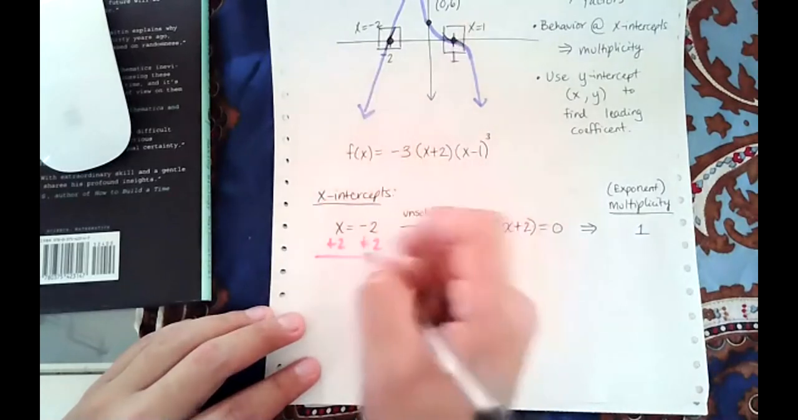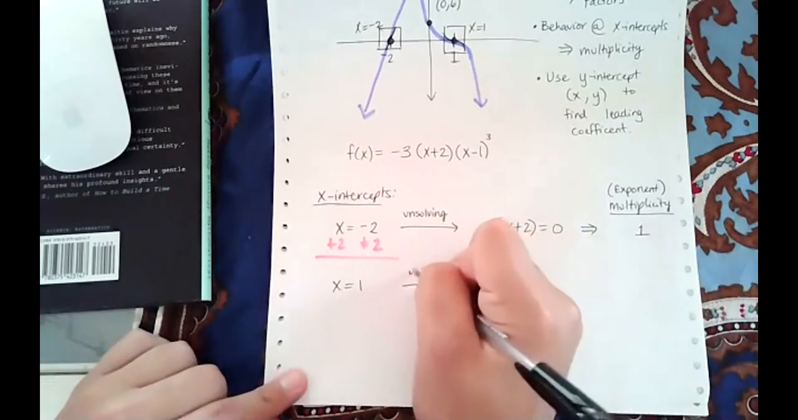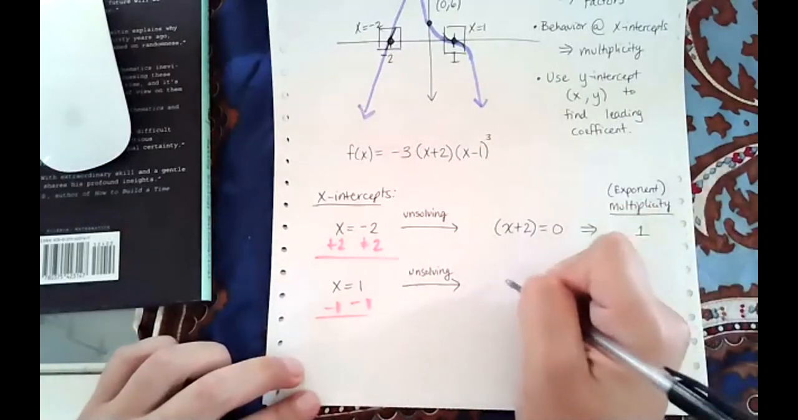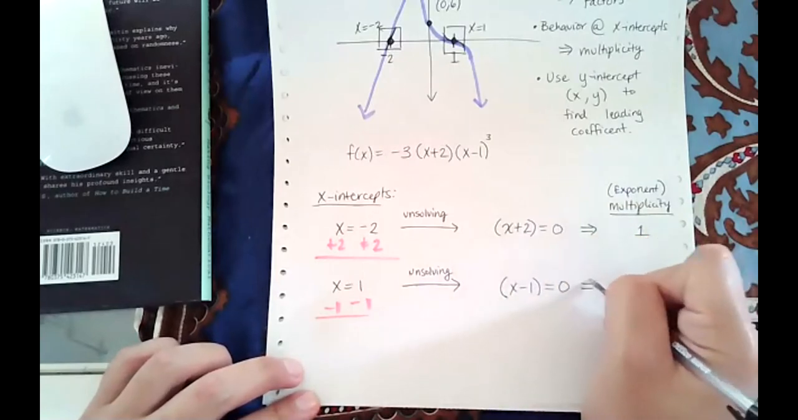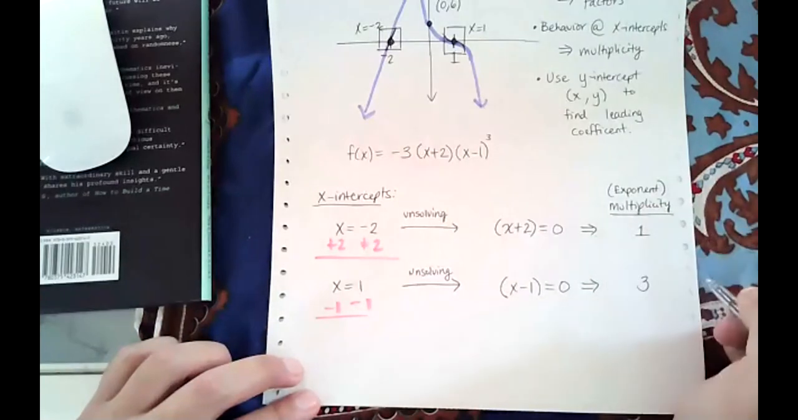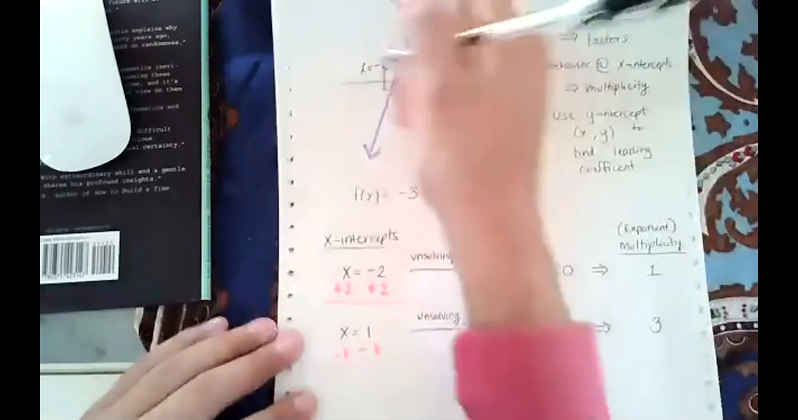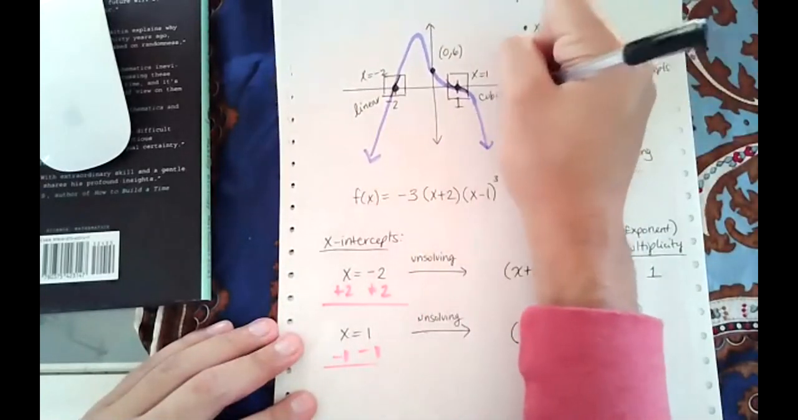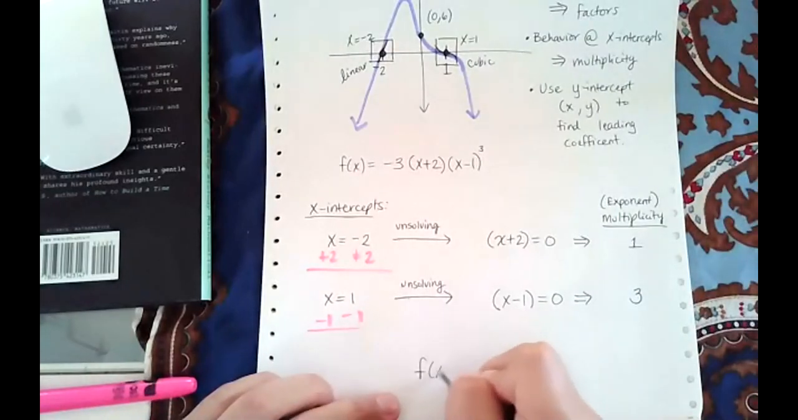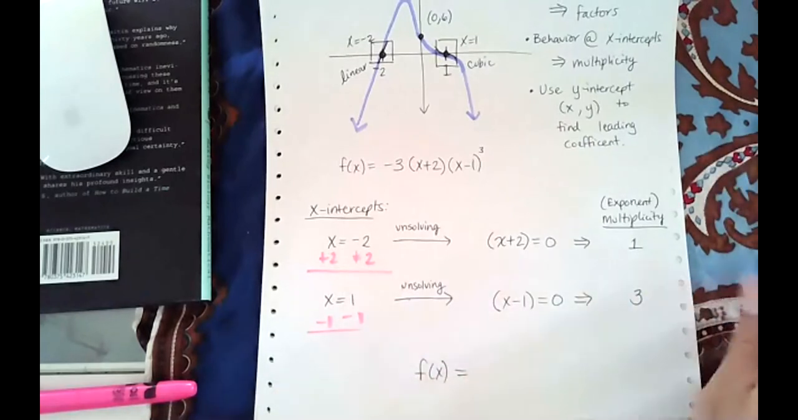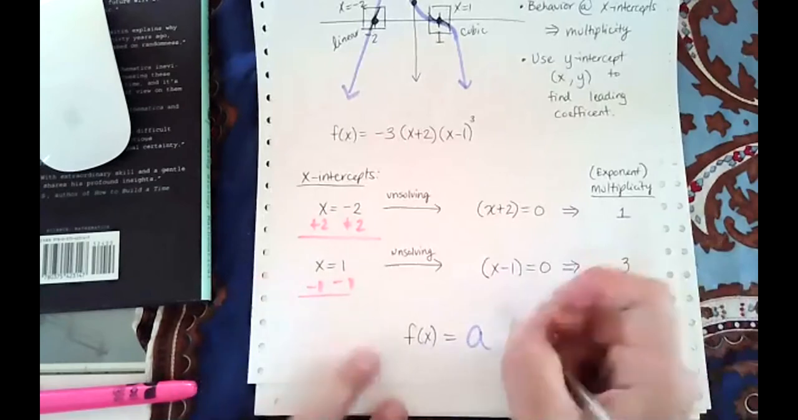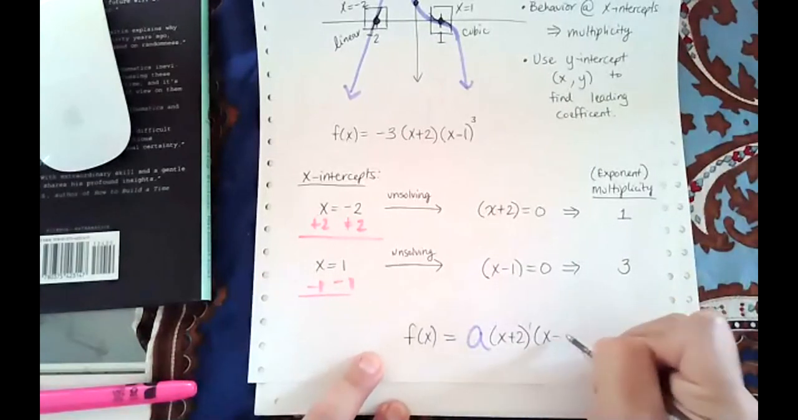The other x-intercept is over here, and that was at x is equal to 1. So if we did the same unsolving process and just subtracted that 1 over to the other side, you would get an expression that looks like x minus 1 is equal to 0. And the multiplicity on that one, because we're squiggling through the x-intercept there, should be a 3, it should be cubic. Maybe I should write that over here. This is a linear behavior, and this is a cubic behavior. So that tells us so far we have a function where we need to find the coefficient, but our factors for that polynomial are definitely x plus 2 to the 1 power and x minus 1 to the 3rd power.